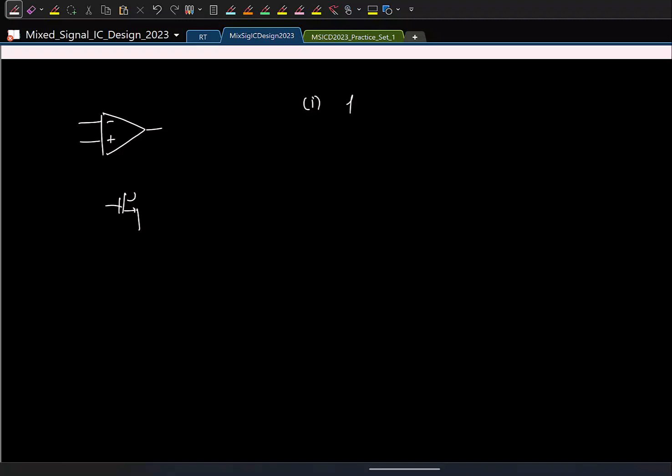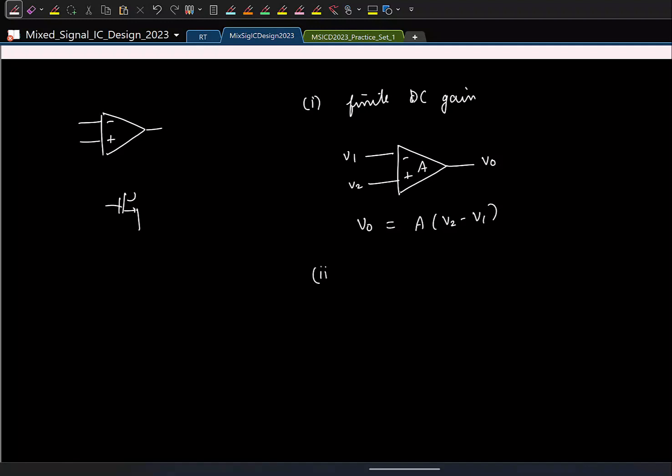So first, you'll get a finite DC gain, right? And basically that's like this. So let's say this is V2, V1. If this is V out, and the op amp has gain A, what is V0 in terms of V1, V2? A times V1 minus V2, or the other way around? V2 minus V1. Okay. Now, the other non-ideality we'll consider is DC offset.